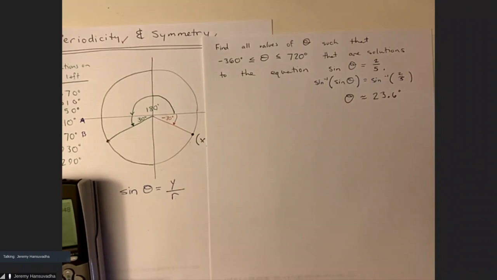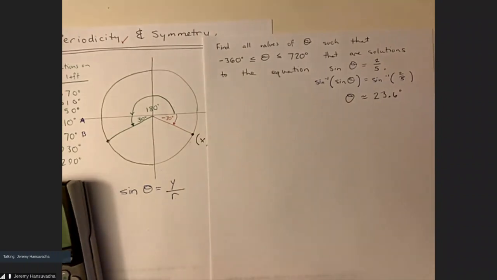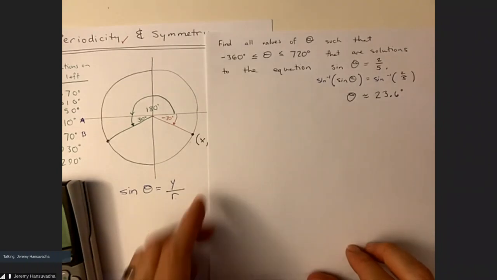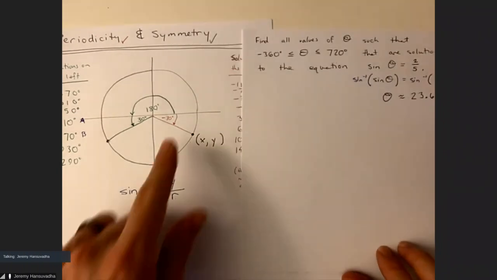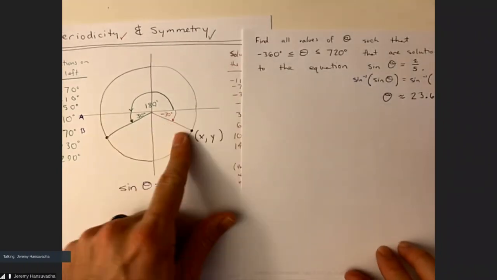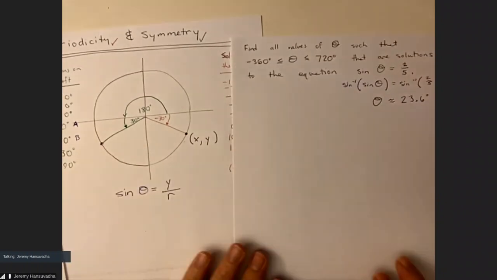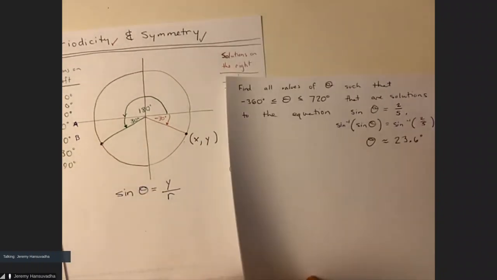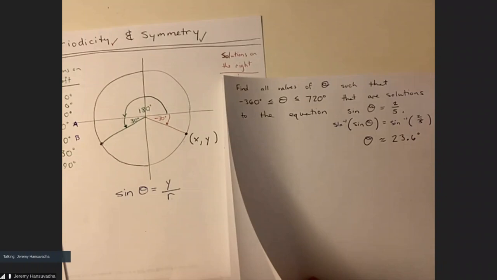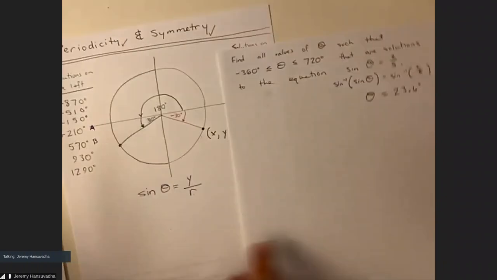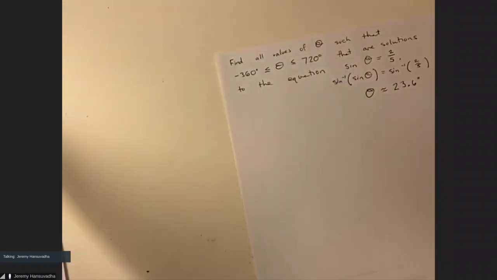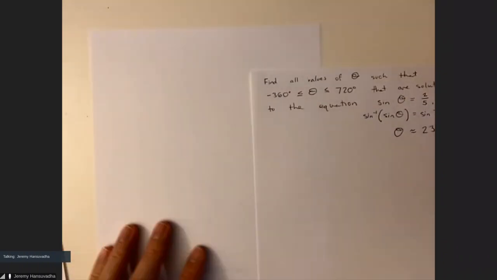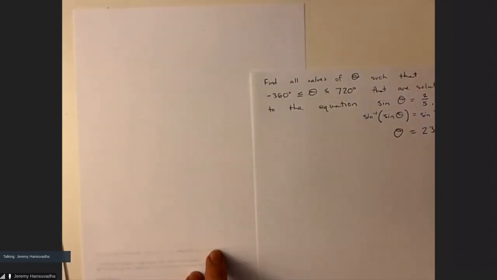Okay, so our principal value is 23.6. Now, where is that on a graph? 23.6 is not in this quadrant or this quadrant. This is quadrant 4, this is quadrant 3. 23.6 is located in quadrant 1. So, quadrant 1. So, let's take a look at 23.6.